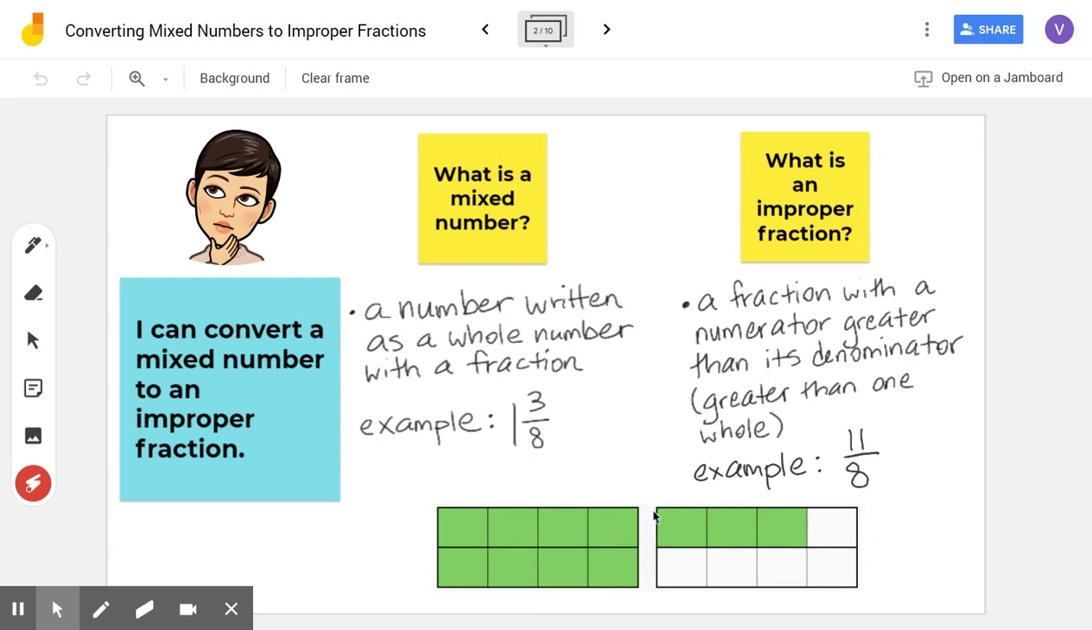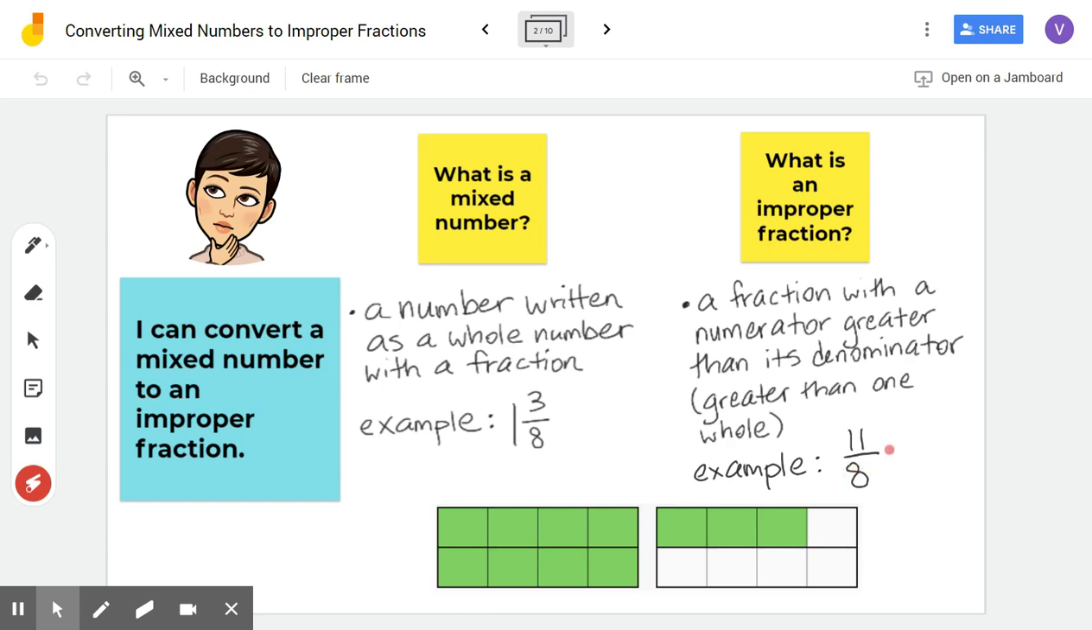Okay. Now, when you're talking about an improper fraction, we're still dealing with fractions, but an improper fraction specifically is when the numerator is greater than the denominator, which means that the fraction represents a quantity that is greater than one whole. For example, 11/8 is an improper fraction. The numerator is greater than the denominator, okay? And you can actually see that 11/8 happens to be the improper fraction that is equivalent to 1 and 3/8. So these are the same quantity, okay?